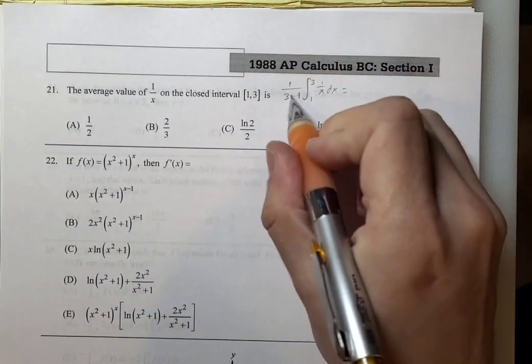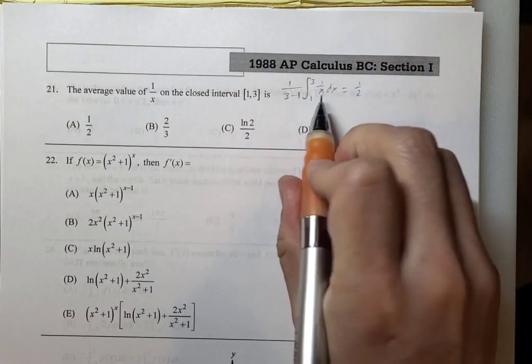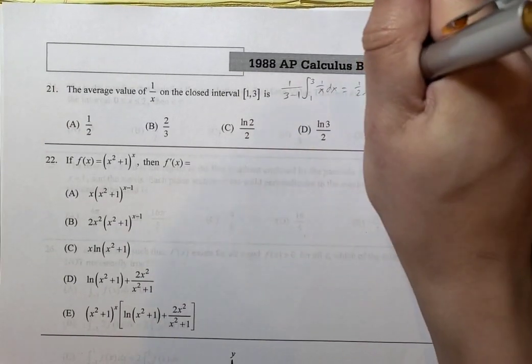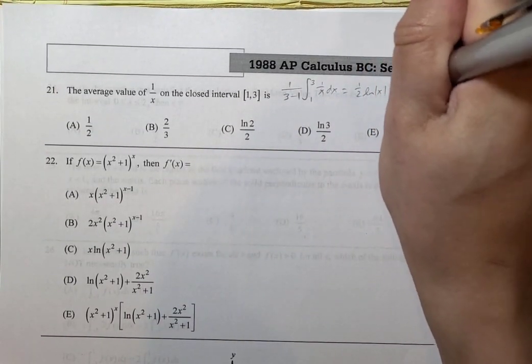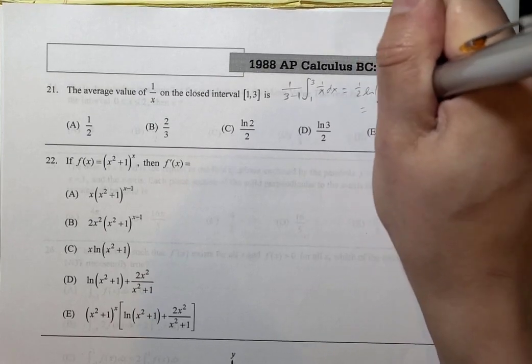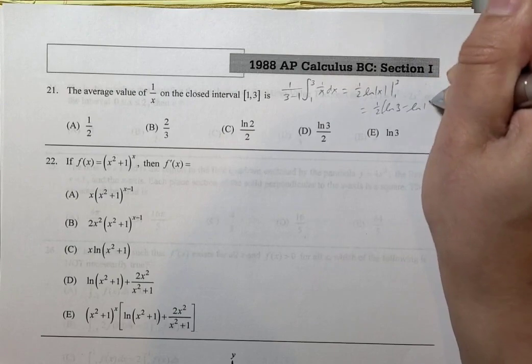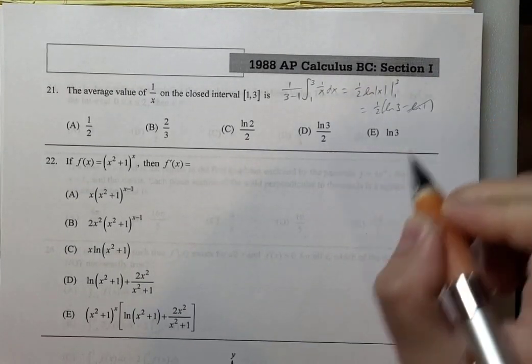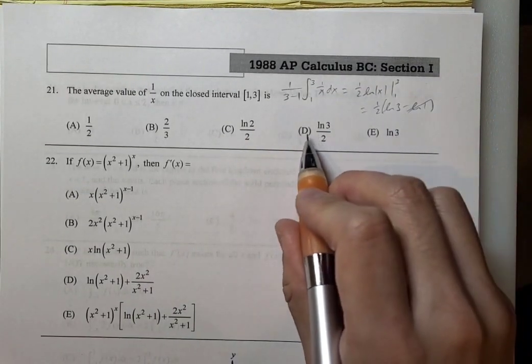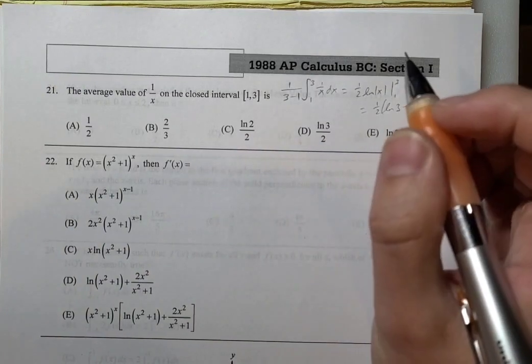So this would simplify to a half. The integral of 1 over x is log of x, evaluated from 1 to 3, so this is just half times ln 3 minus ln 1. ln 1 is just 0, so it's ln 3 divided by 2. And that is D.